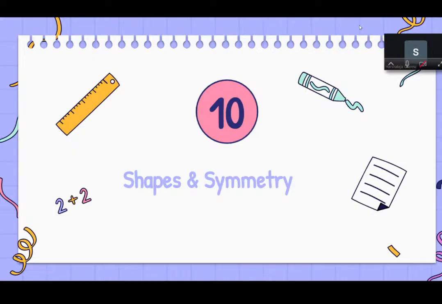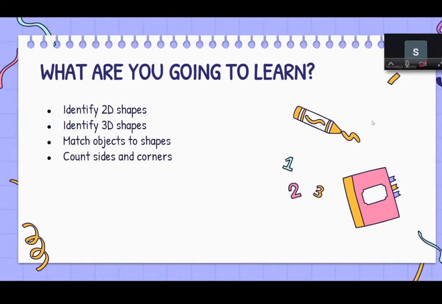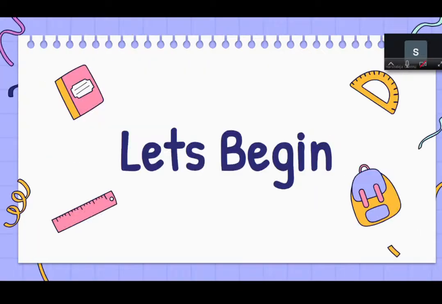Okay, shapes and symmetry. We're going to learn identifying 2D shapes, identifying 3D shapes, match objects to shapes, count sides and corners. Let's begin.